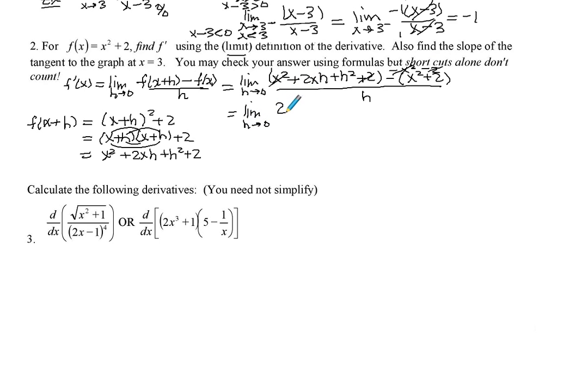On the top we've got 2xh plus h squared, and on the bottom we've got h. Still form 0 over 0, but notice we got a common h on the top that we can factor out to cancel what's on the bottom. So this will be the limit as h goes to 0, factor out an h on the top, 2x is left here, plus, if you factor one h out, an h is left here, and then divide by h. So now these cancel, and we've just got left limit 2x plus h as h goes to 0.